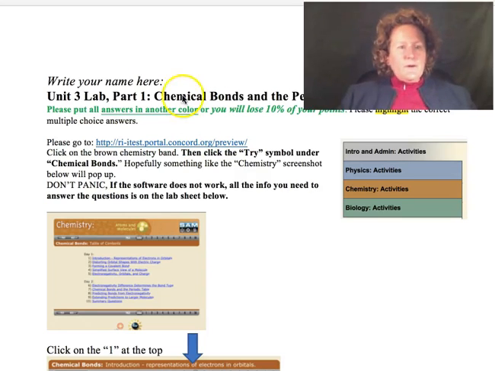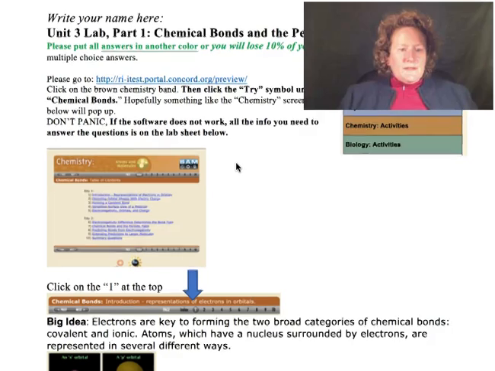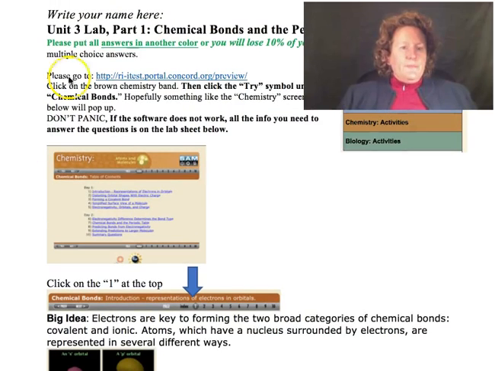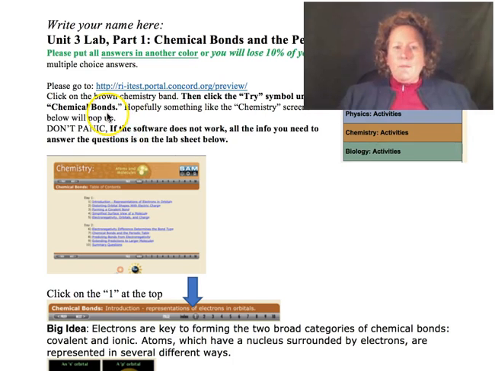Hello chemists, we're going to go over the Unit 3 lab part 1, chemical bonds and the periodic table. You should have a lab sheet that looks something like this. Please make sure you're writing your answers on your lab sheet. You won't get any credit because it won't save for the software, which you'll find right here. You'll have to go to the chemistry bar on the software page, and then you want to click chemical bonds.